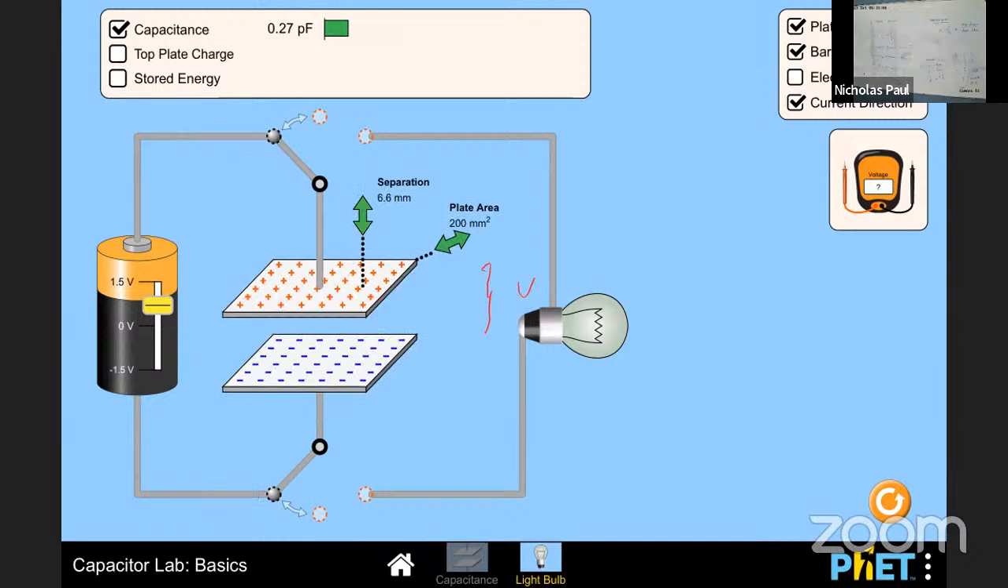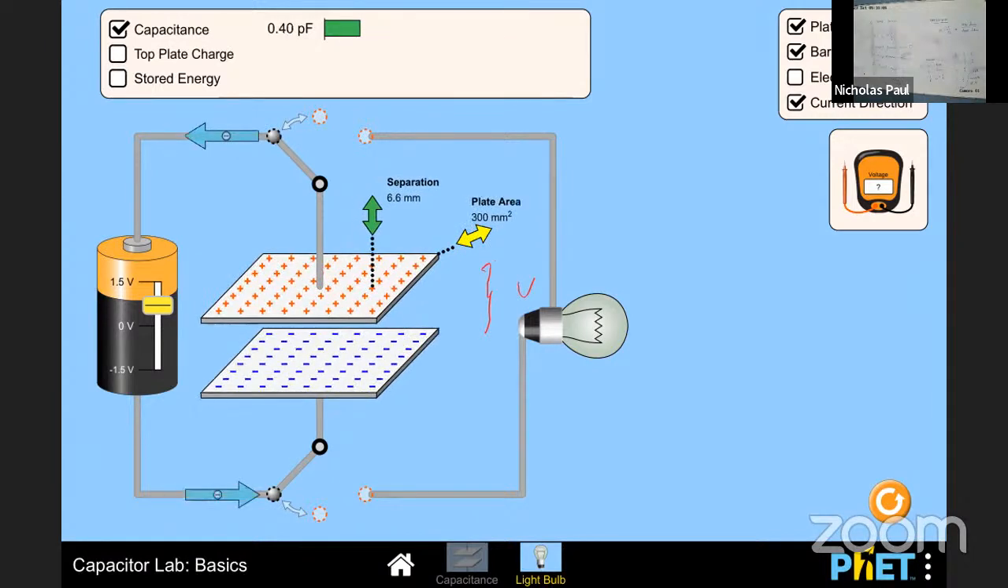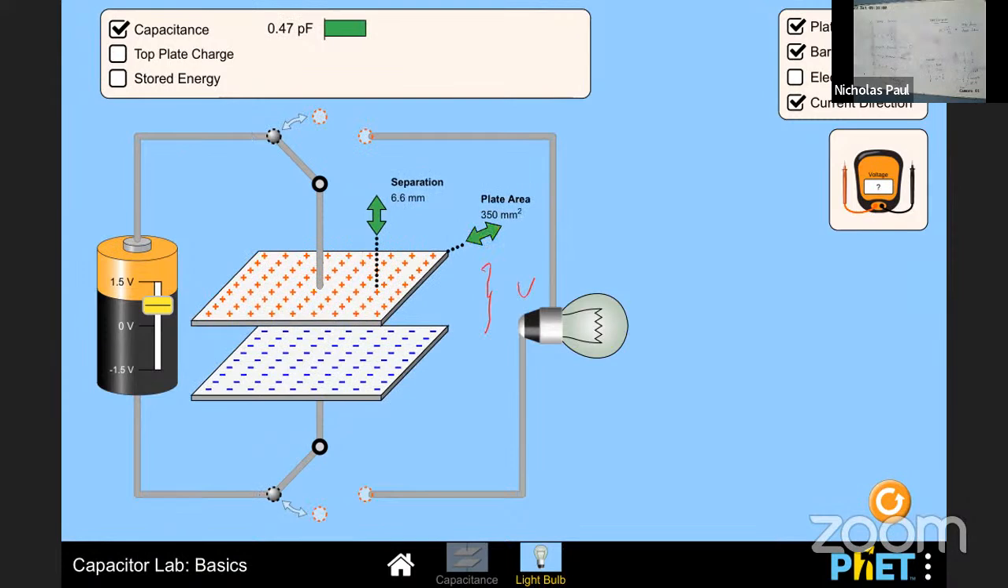Look at the area of the plate now. I'm going to make the area of the plate larger. What do you all recognize? Capacitance increasing, right?